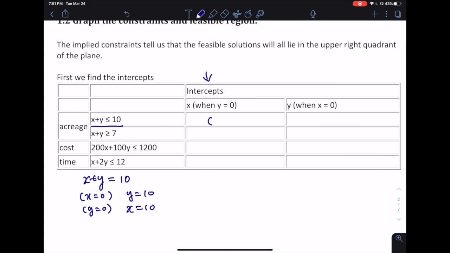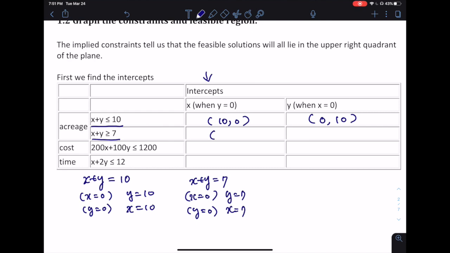So we have the x-intercept here as 10, 0. Y-intercept 0, 10. Here we have the second equation, x plus y equals 7. Then similarly, when x equals 0, y is obviously 7. And when y equals 0, x is 7. So we have 7, 0 and 0, 7 as intercepts.